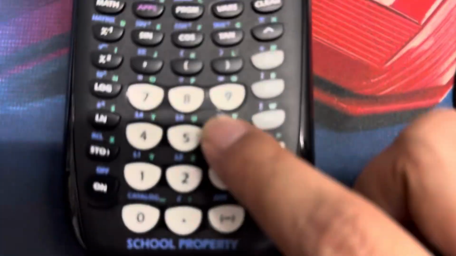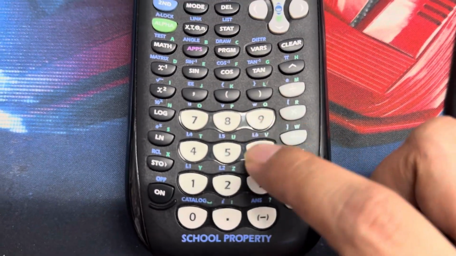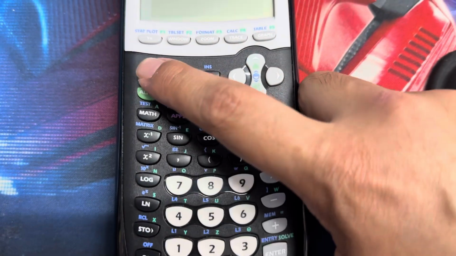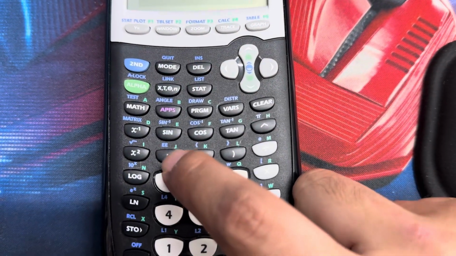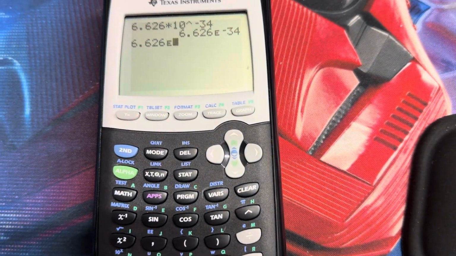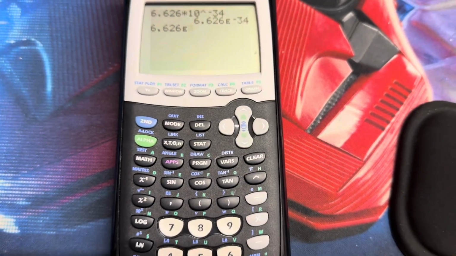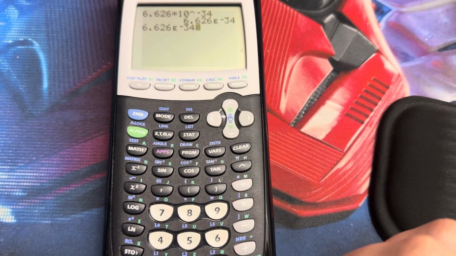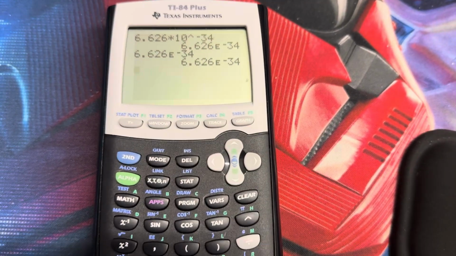So if I wanted to not do all this stuff up here, I could do 6.626 for my number, my coefficient, hit the second button, and then this comma with a double E. You have to find the double E like this. This means exponent, so you're going to see that. And then you can type in whatever exponent you need, and then it's the same number.